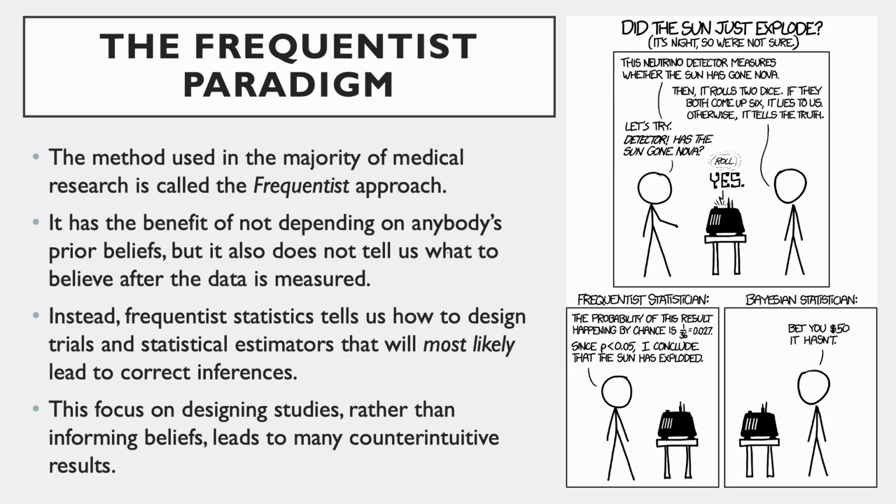Now, the type of statistics that we do use in medical research, and probably what you've studied before in college, is called frequentist statistics. Now, this has the benefit of not really requiring prior beliefs. Those don't factor into the analysis, but it has the downside of also not being able to tell us what is rational for us to believe. Instead, the frequentist paradigm is really about creating experiments or designing estimators that will probably work. It's not about looking at data and saying what is probably true, which is the Bayesian approach.